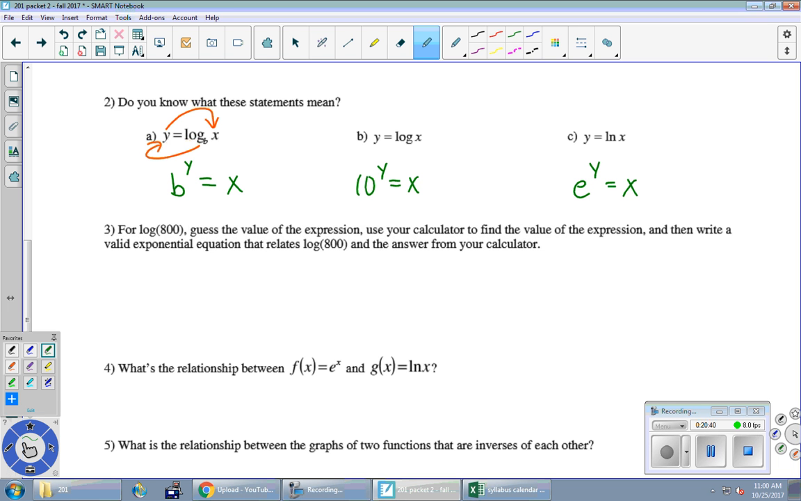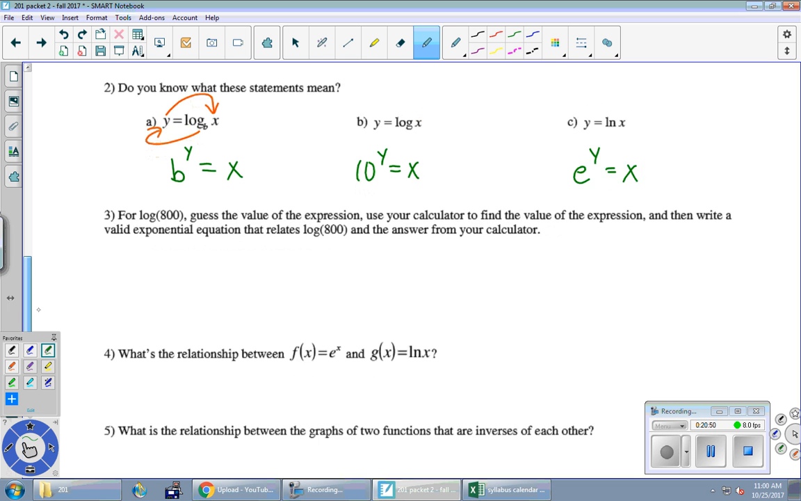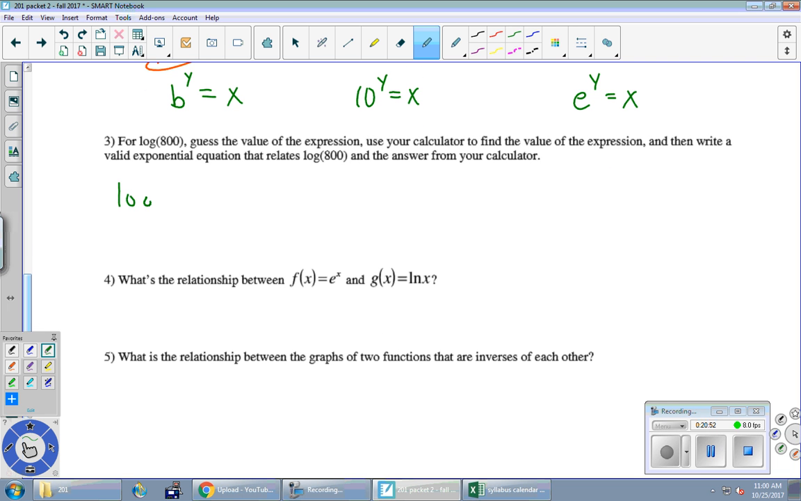I could do the properties all day. There's expanding properties and contracting properties, and I could use logs to solve equations, but I couldn't have estimated log of 800, not without a calculator. So let's make sure we can do this one. Suppose that we give this thing a name. Let's call it x. And then we translate this into the corresponding exponential equation. What is it? 10 to the x equals 800. Those two equations are one and the same, just two different ways to write the same thing.